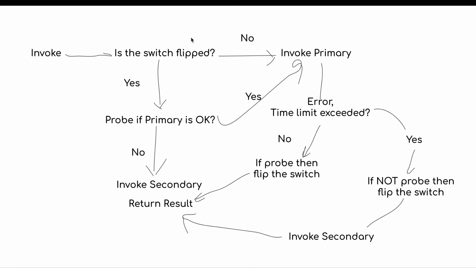So this is a bit complex. To recap, let's say we invoke the circuit breaker, we determine that the switch won't be flipped by default, we invoke the primary, but primary results in a fault. Right now this is the result of invocation of primary directly, we are not probing. So we want to flip the switch so that further calls do not come to primary.